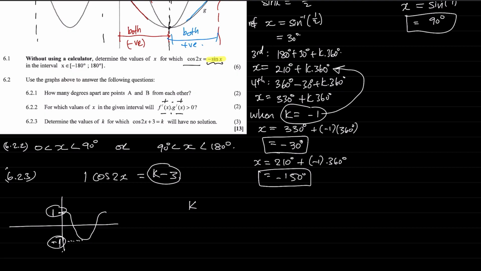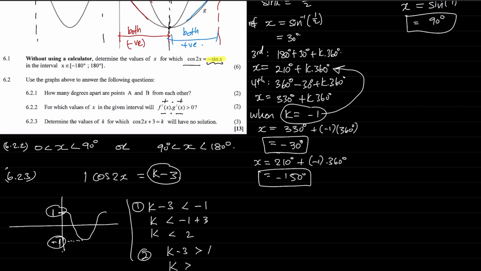We're going to say, well, let's write it out a bit neater. When k minus 3 is less than minus 1, that's when we're going to have the first no solution. We can solve here. We can say k is going to be less than minus 1 plus 3. That means k is going to be less than 2. That's the first one. And the second one is going to be when k minus 3 is greater than 1. That means k is going to be greater than 4. Those are my solutions.